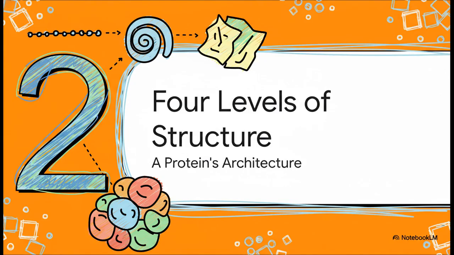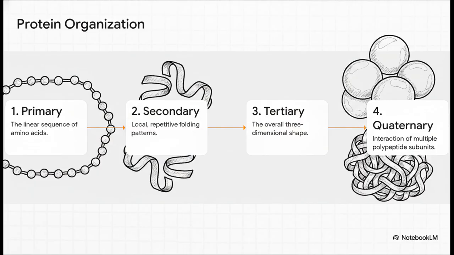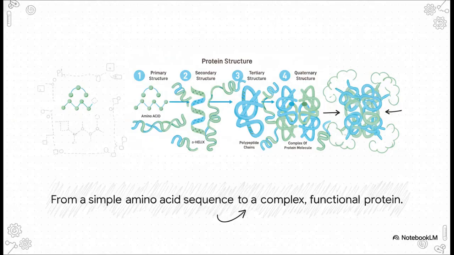Okay, so how does a simple chain know how to fold into such a complex shape? Well, it's not random at all. It's a super organized process that happens in 4 distinct levels of structure. And here they are, the 4 levels of organization. We have the primary structure, the secondary structure, tertiary, and finally, quaternary structure. Think of it like building something. Each level builds right on top of the last one. This visual really lays it all out beautifully. So look, the primary structure, that's just the simple sequence of amino acids, the order of the beads.